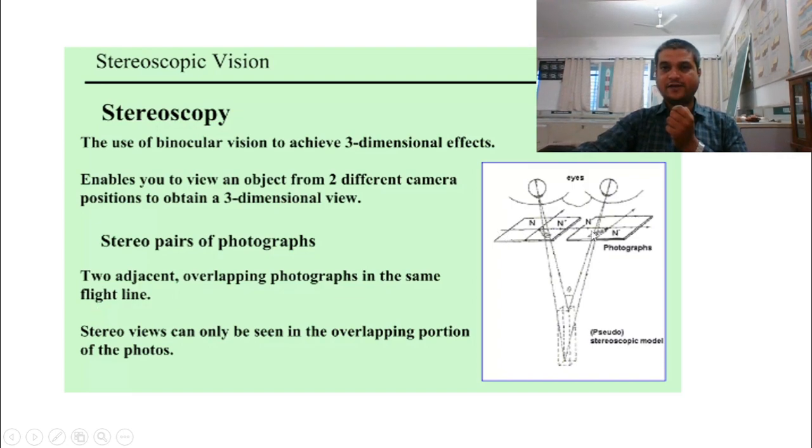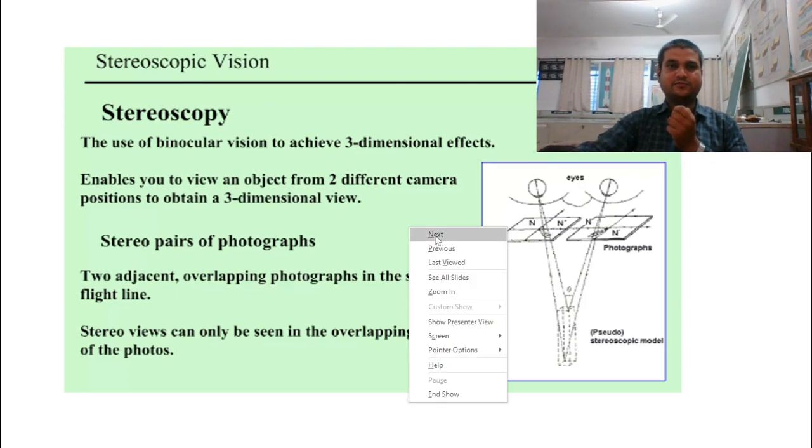This is the flight line. This is photo 1, this is photo 2. With these we can obtain the three-dimensional view. Stereo views can only be seen in the overlapping portion of the photo. When photo 1 and photo 2 overlap, you can see the three-dimensional effect. That is the use of the stereoscope. This is the ideal diagram for understanding the process of stereoscopy.